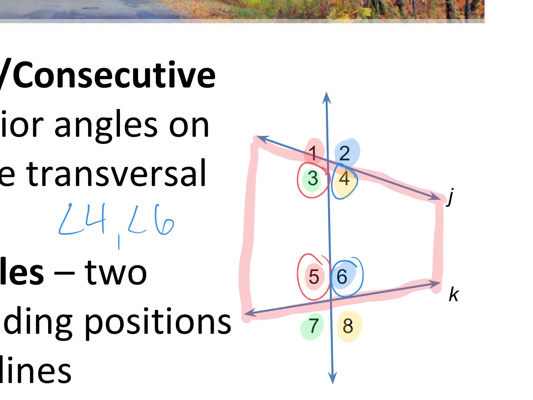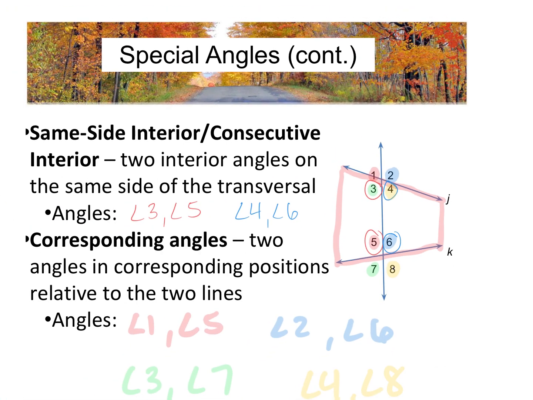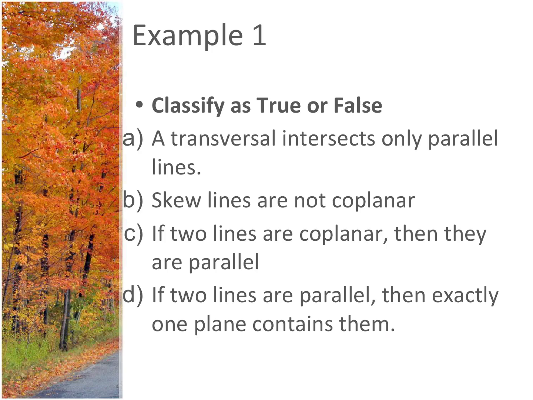Okay, parallel here? No. Do transversals have to intersect? All right, some examples. A transversal intersects only parallel lines. True or false? Why, Mario? Because the one in the other example, they weren't parallel. Very good. Guys, look at the previous example. Parallel lines? No. Okay? They can intersect any 2 lines. They don't have to be parallel.